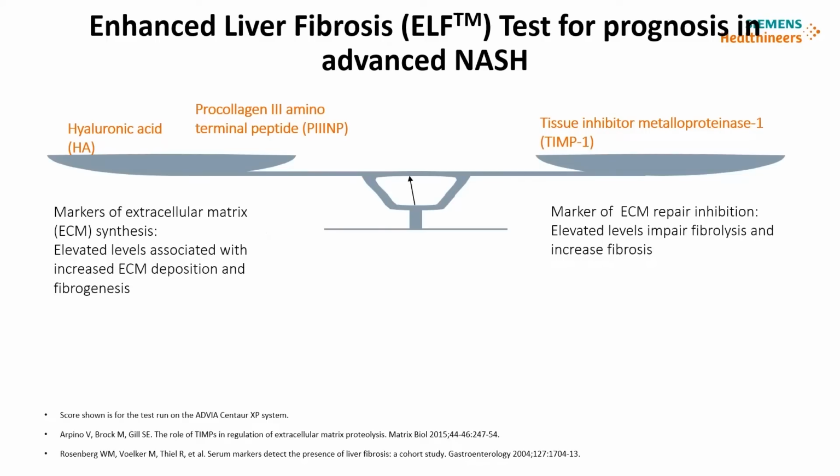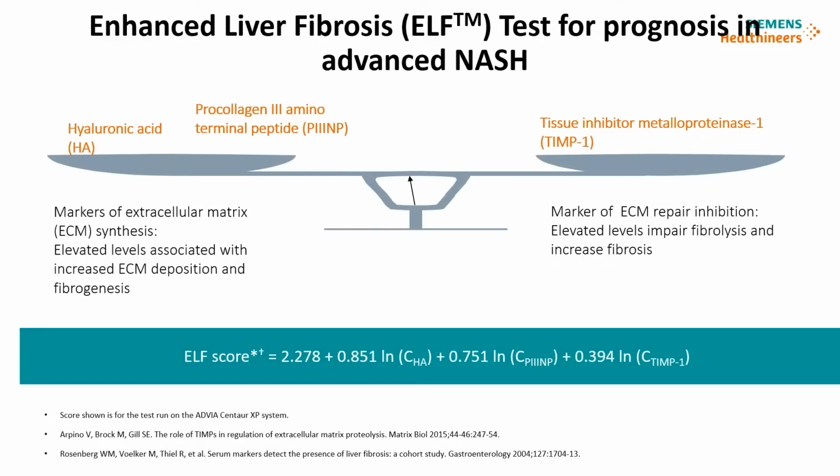The second serologic test I want to discuss is the enhanced liver fibrosis, or ELF test. This has 3 biomarkers in it: hyaluronic acid and procollagen 3 as markers of collagen synthesis, and then the tissue inhibitor of metalloproteinase 1, or TIMP1. This is a marker of extracellular matrix repair inhibition. So we actually measure these biomarkers, and then you get an ELF score. Next. This is the calculation for the ELF. No one needs to memorize this.